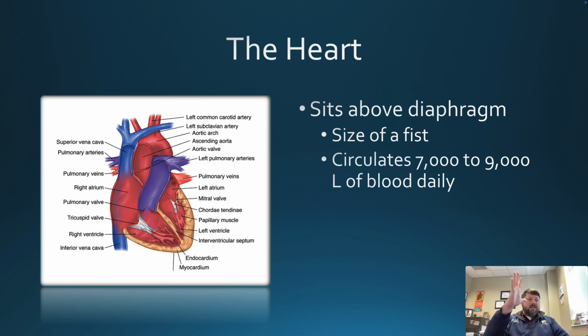If you take your fist and ball it up and put it about mid-sternal and slightly to the left of the lower sternum, that'll be about the size and position of your heart. The average human has approximately 5 liters of circulating blood, and the heart itself circulates 7,000 to 9,000 liters of blood daily.